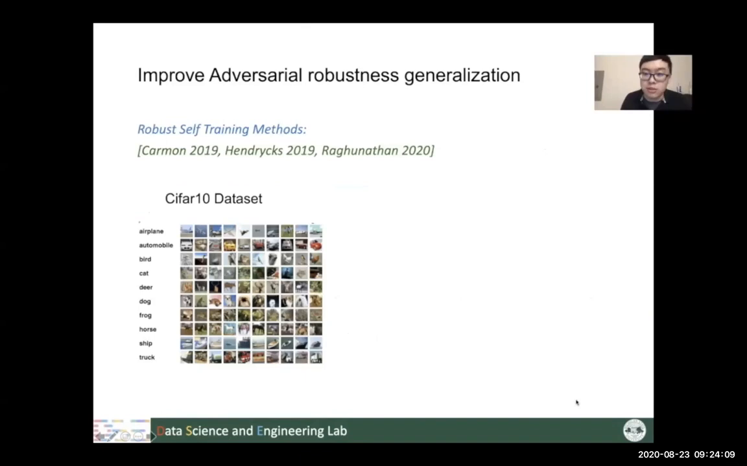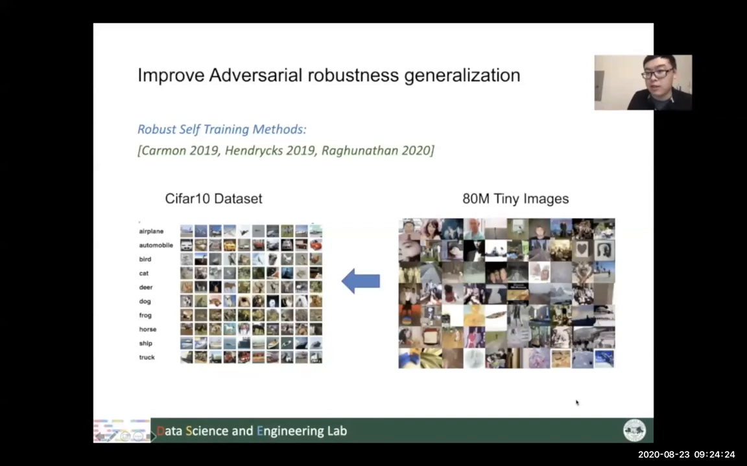So for example, now we want to train a very robust model on the CIFAR-10 dataset. Their proposed idea is that they can use another dataset from outside. This dataset can have a much larger size than the original one. For example, this dataset has 80 million images. However, the advantage of this work is that we do not require this dataset to be labeled.